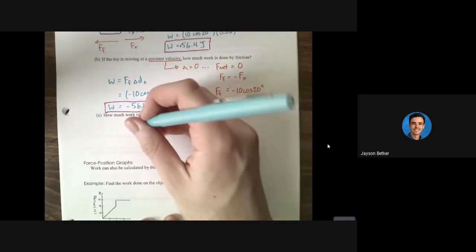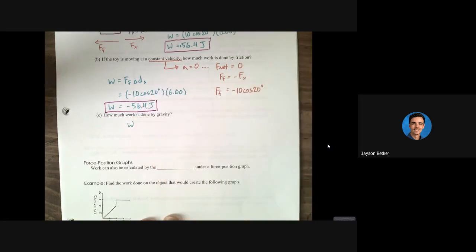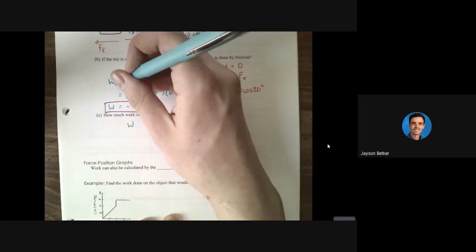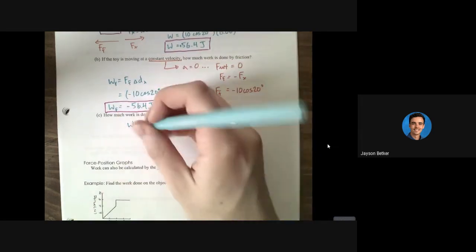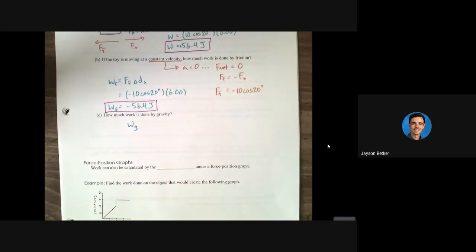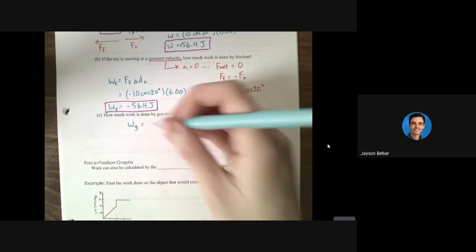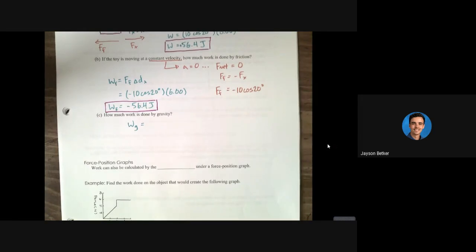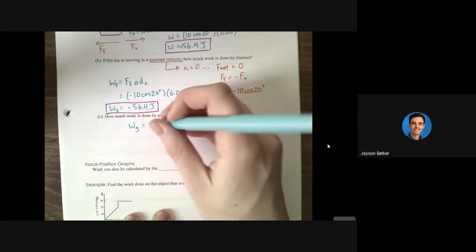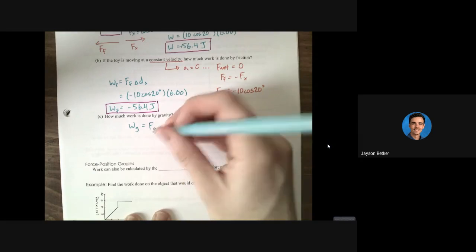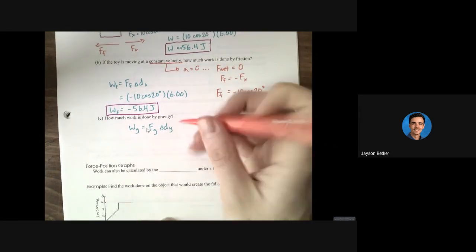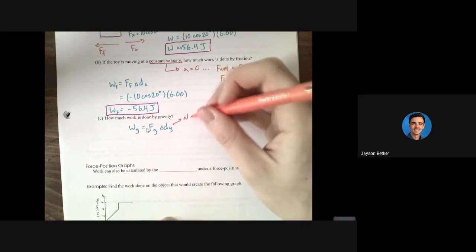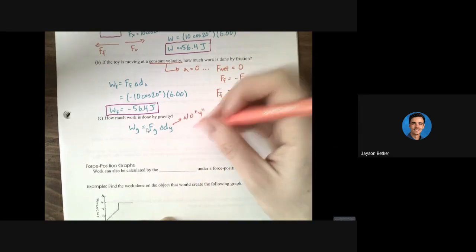Because if I take a look at, let's do this. Let's call this work due to friction. Let's give it a little subscript. I'm going to give this one a subscript of G, the work due to gravity. How much work is done by gravity? Well, the force has to be in the same direction as the displacement, right? So that means that we're looking in the y direction. So Fg delta dy. Is this object moving up or down though? No, right? No y movement.